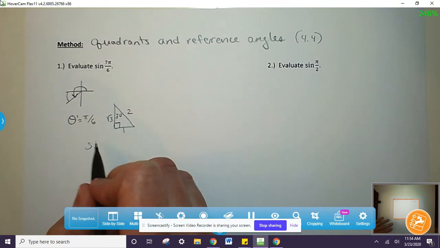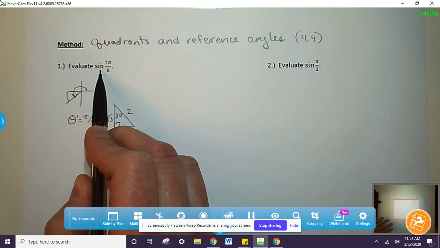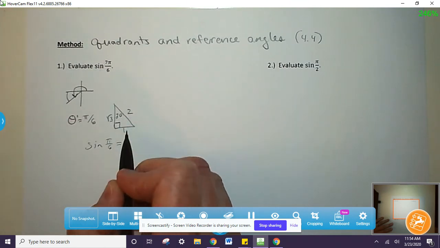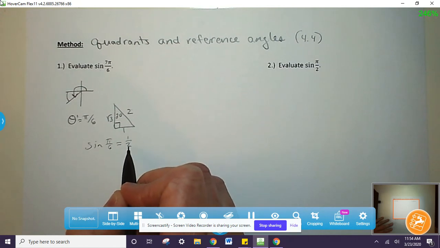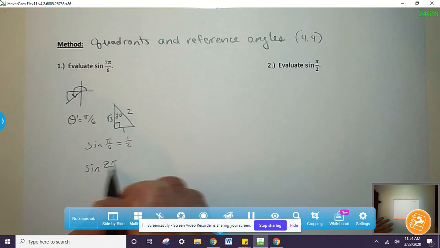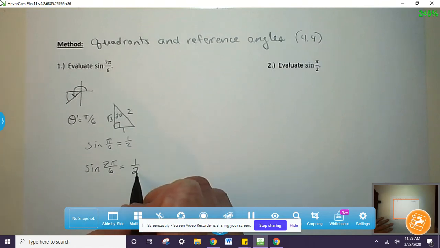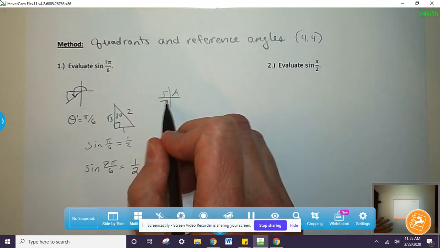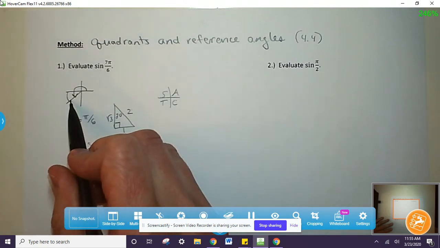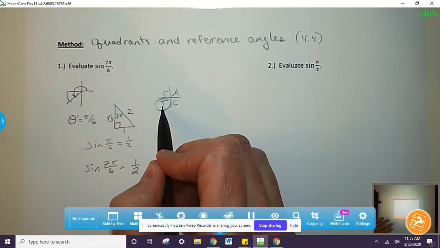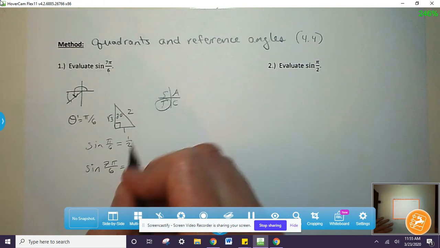We would then find whatever this function is. So in this case, sine of the reference angle. And the sine of 30 degrees will be 1/2. And that tells us that the sine of 7 pi over 6 is also going to have a value of 1/2. We just have to figure out if it should be positive or negative. And to do that, we use the quadrant that the original sketch was in. So since 7 pi over 6 lives in quadrant 3, where only tangent and cotangent would be positive, sine should be negative.